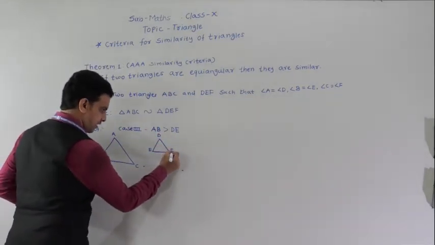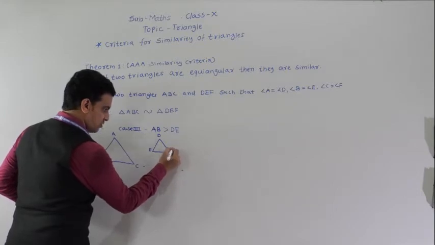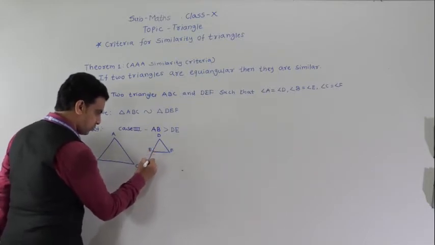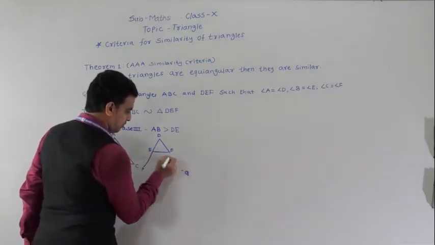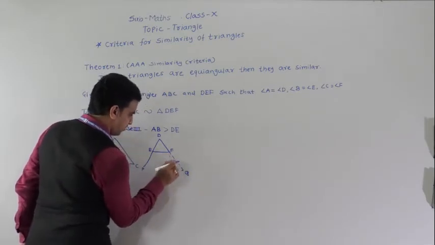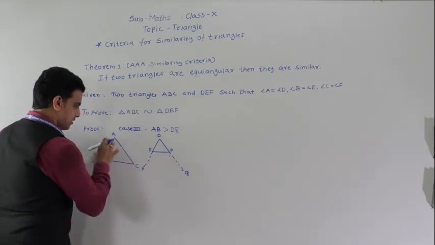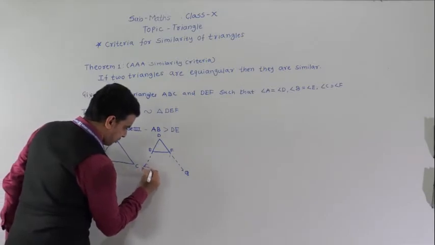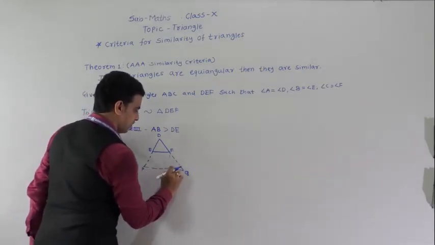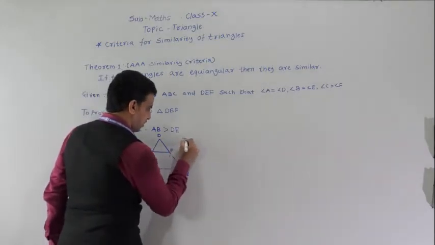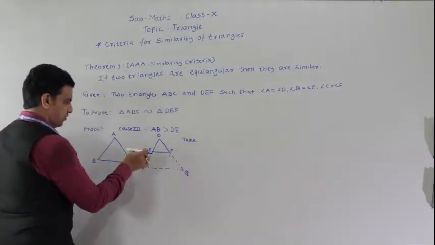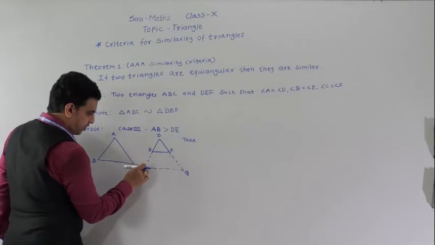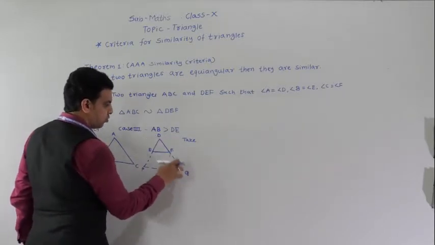So if AB is greater than DE, we have to use the same construction, means here we have to take point P on DE produced and point Q on DF produced, such that AB is equal to DP and AC is equal to DQ, and after that we have to join PQ. Okay, so again we have to write the same construction, except instead of taking point P on DE, we have to take point P on DE produced and point Q on DF produced.